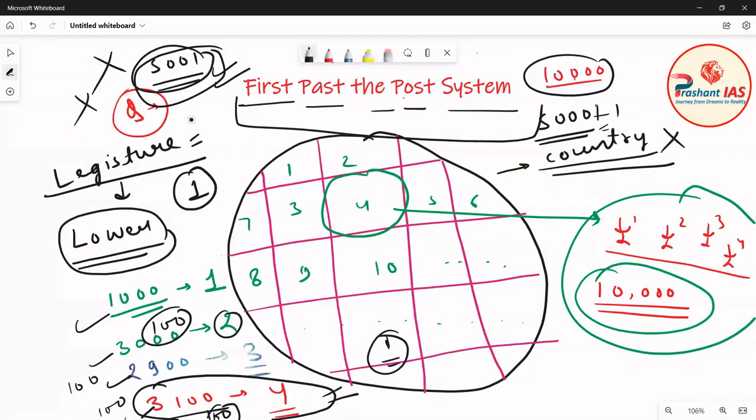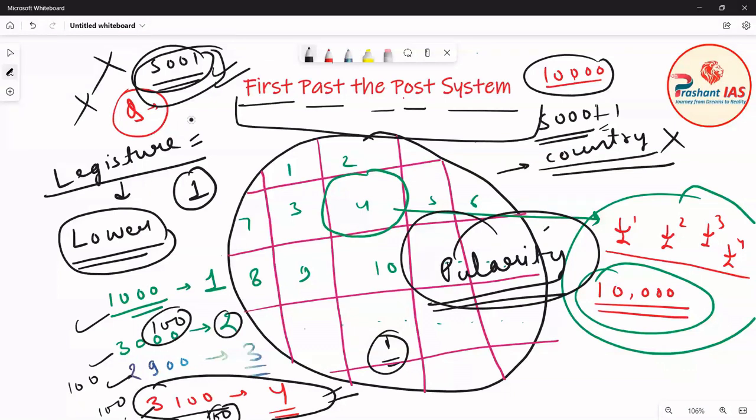Here the plurality of the votes is seen. The majority of the votes is not seen. It will not be seen whether a person is getting 50%, or more than 50% of the votes or not. Here it will only be seen which contestant is getting the maximum votes. So this is known as the plurality of votes.